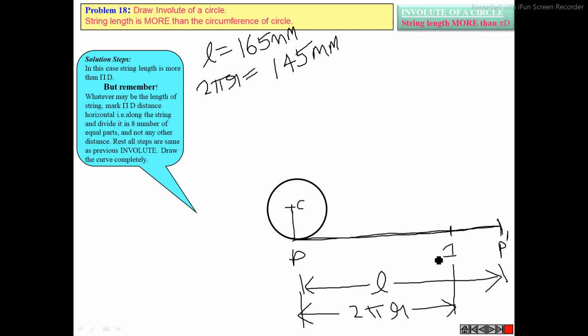When you try to wrap it, from which point will your involute start? One. From point 1. How come from point 1? You have a length of wire which is more than the circumferential length. You will start from point P dash. You will try to wrap it completely, and when the wrapping is over, you will find that some length is left. Yes or no?